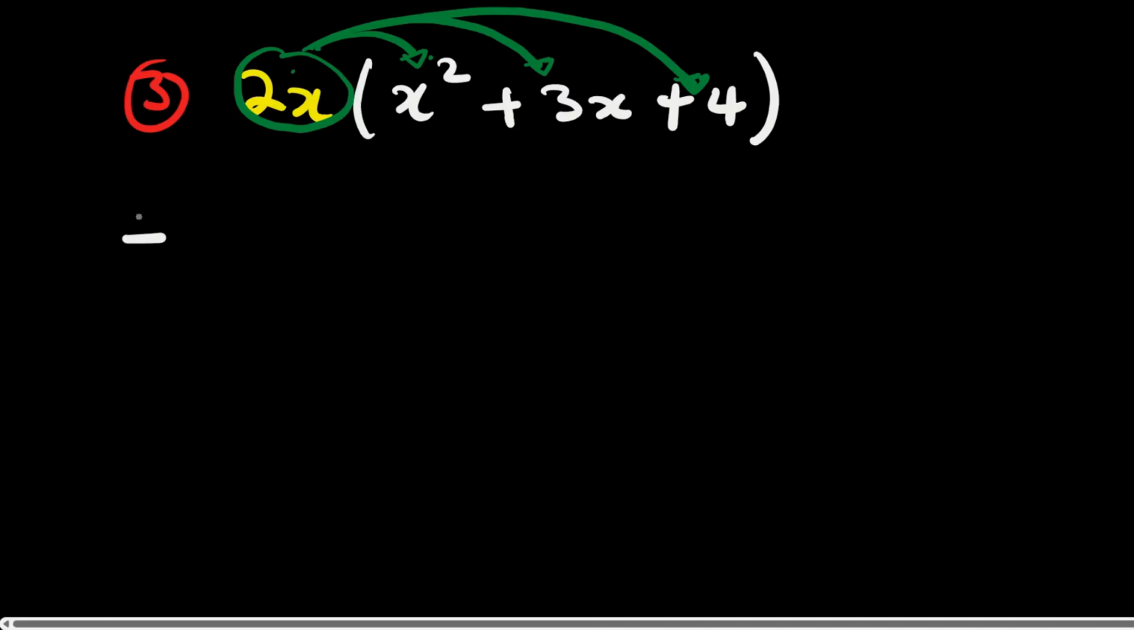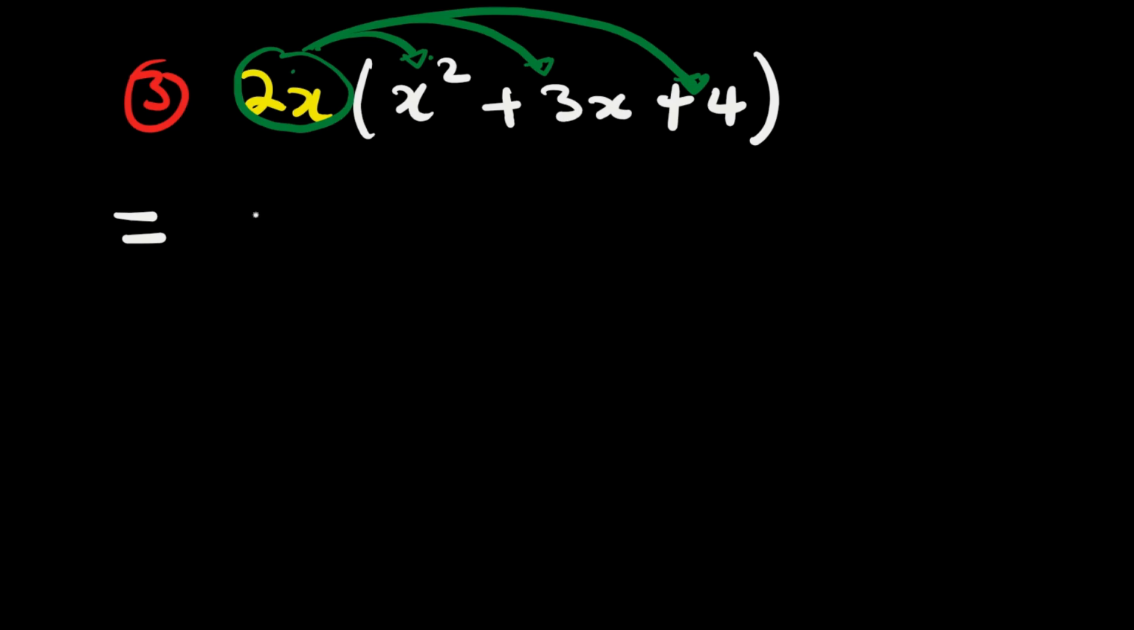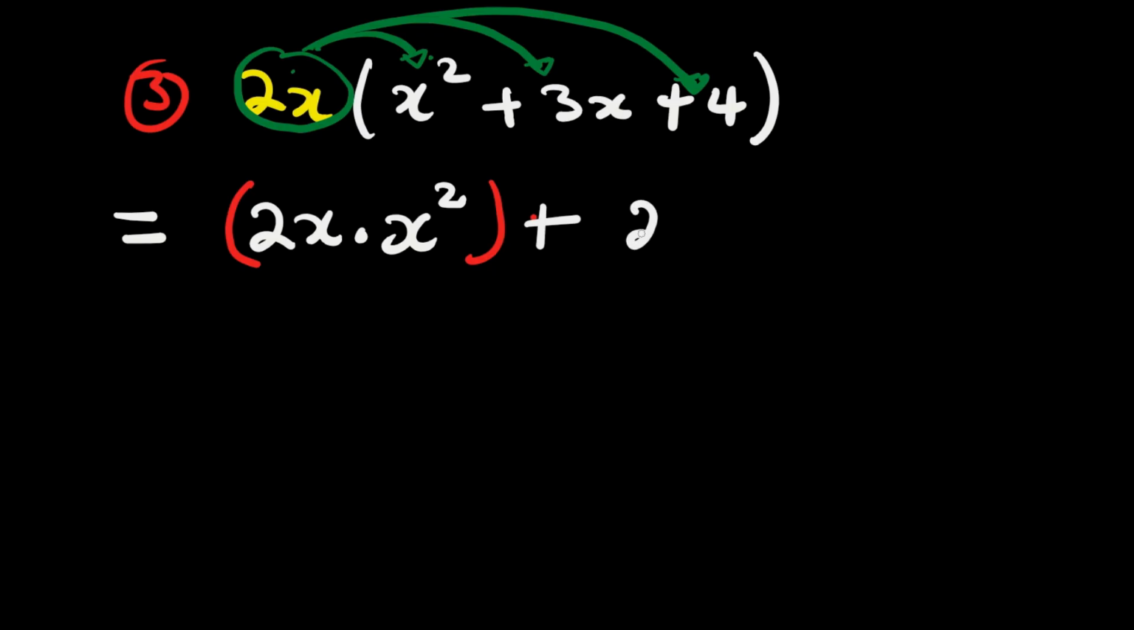So visually, it would look like this. It's 2x multiplied by x squared. This is what it means. Plus 2x multiplied by 3x.